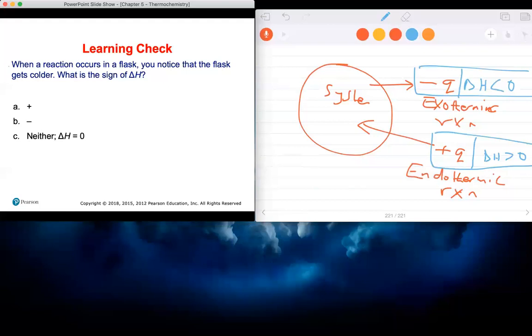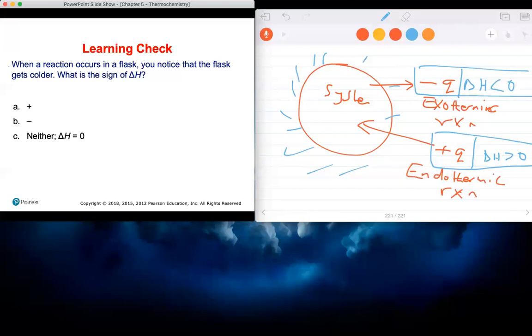Remember the surroundings, when we talked about it last time? The surroundings is right here. When I hold the water bottle and it's getting cold, that means it's absorbing heat from the surroundings, and the system is in there. That is where the reaction is taking place. Read the question: when a reaction occurs in a flask, and when I hold it, it's getting cold. It's absorbing heat from the surroundings, so it is endothermic, which is positive.